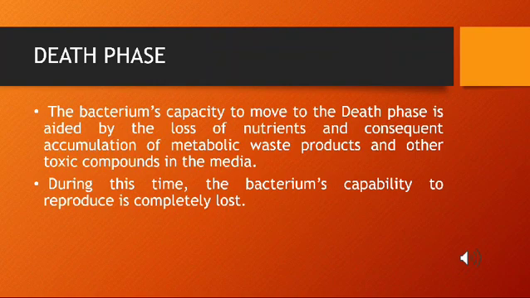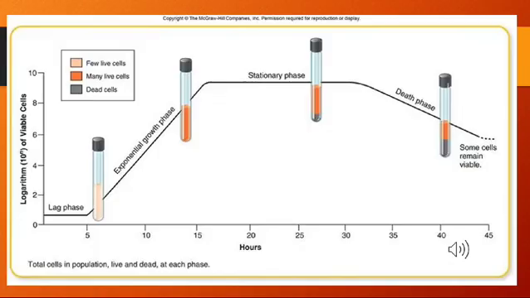The bacterium's entry into the death phase is aided by the loss of nutrition and consequent accumulation of metabolic waste products and other toxic components in the medium. During this time, the bacterium's capability to reproduce is completely lost. Bacteria start to die when they are exposed to unfavorable conditions, and the death occurs quickly and uniformly. This is the picture of the microbial growth curve.